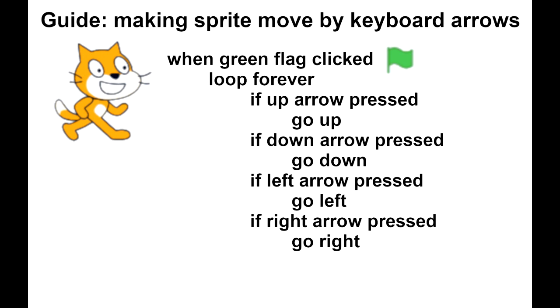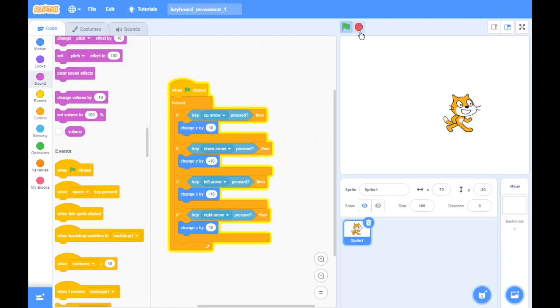We'll put this under an events block and loop forever a series of 4 if-then events. Those 4 if-then events are going to be: if we press the up arrow on our keyboard, then the sprite will move up. If we press down, it will go down, and likewise left and right. So I'm going to press stop so that it stops running this loop.